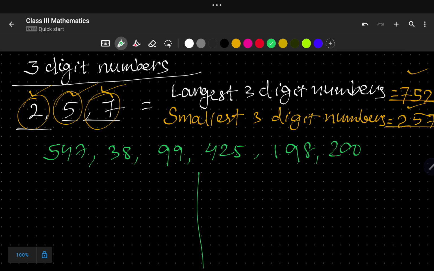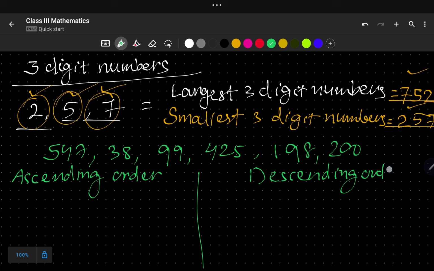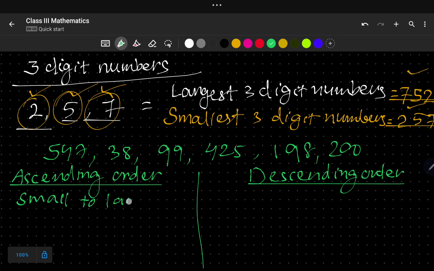Suppose we have to write the numbers first in ascending order and another in descending order. So if we write these in ascending and descending order, first of all we have to understand what is ascending and what is descending. Ascending means small to large, and descending means large to small. So we have to find the sequence.